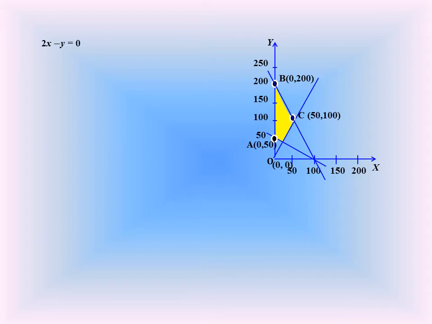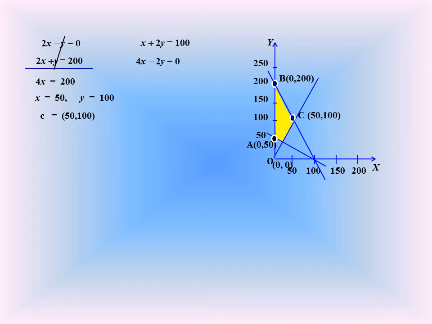Hence, consider those 2 lines equations. What are those equations? 2x minus y equal to 0, 2x plus y equal to 200. Hence, here plus y and minus y get cancelled. We get 4x equal to 200, x equal to 50. When substituting x equal to 50 in any one of the equations, we get y equal to 100. Therefore, C is the point 50 comma 100.